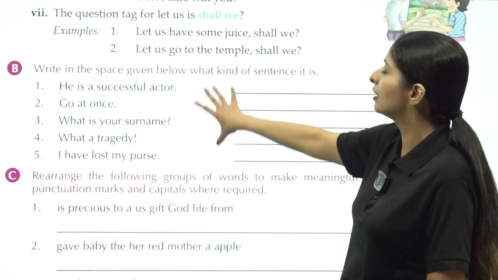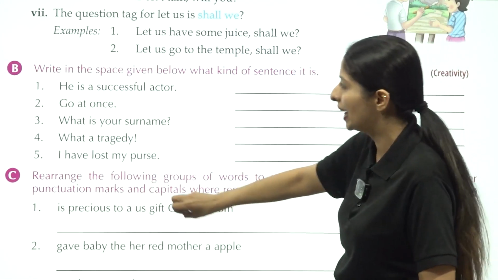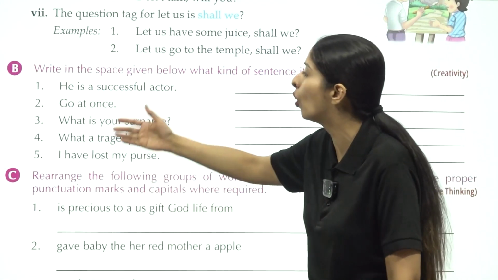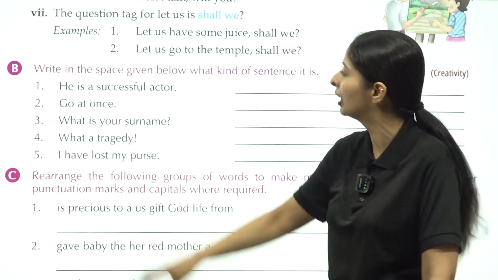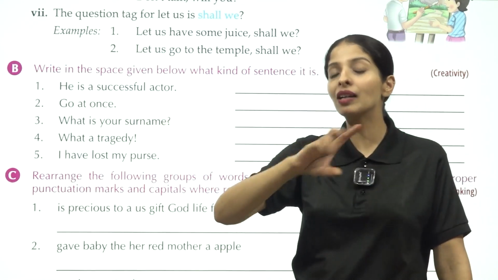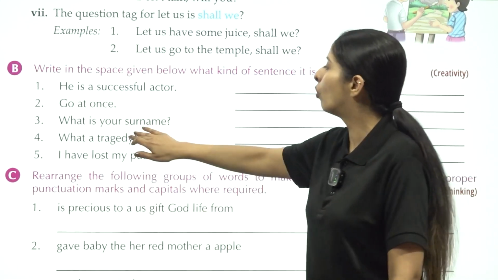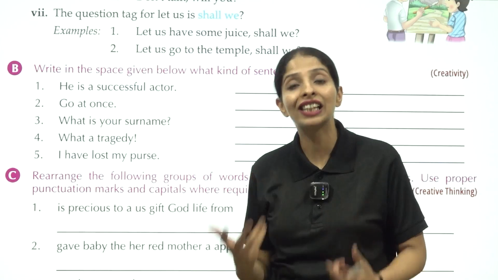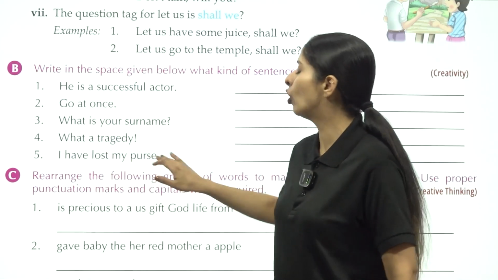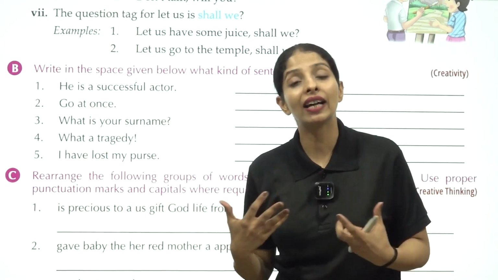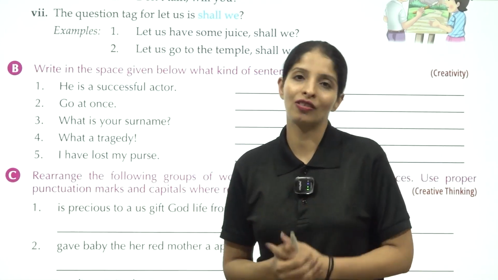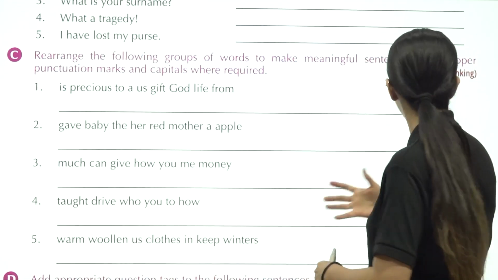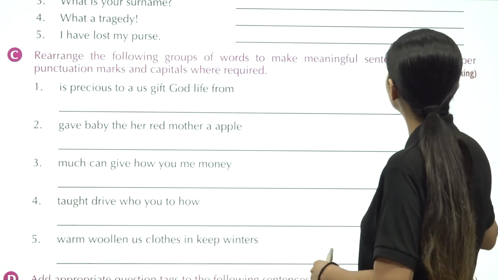Now you have to write in the space what kind of sentence it is. He is a successful actor. Declarative sentence, definitely. Go at once. It is imperative. What is your surname? Question mark, so interrogative. What a tragedy. Surprise feeling, so emotion. So that is exclamatory sentence. I have lost my purse. It is declarative sentence.